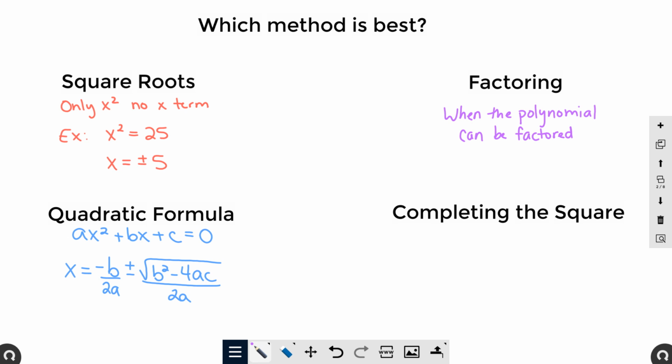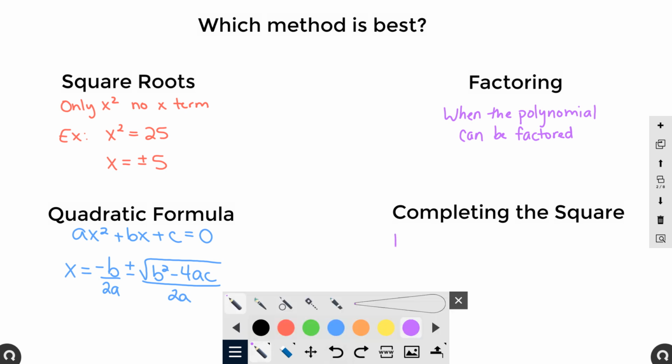Now, I think it is best to use completing the square when the first step is already done. What's the first step on completing the square? A equal to 1. Yeah, that's what I think as well. When A equals 1, then I would complete the square, or when you have a perfect square trinomial.